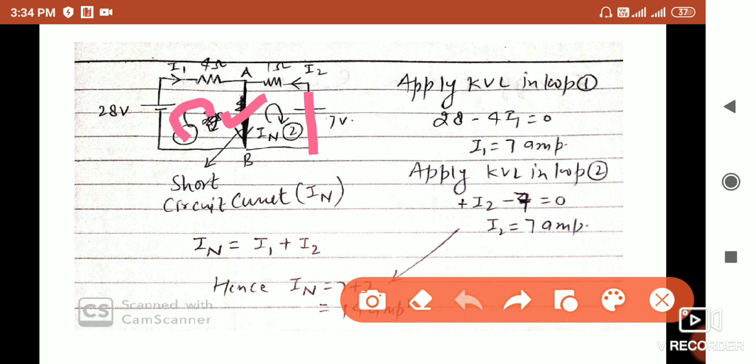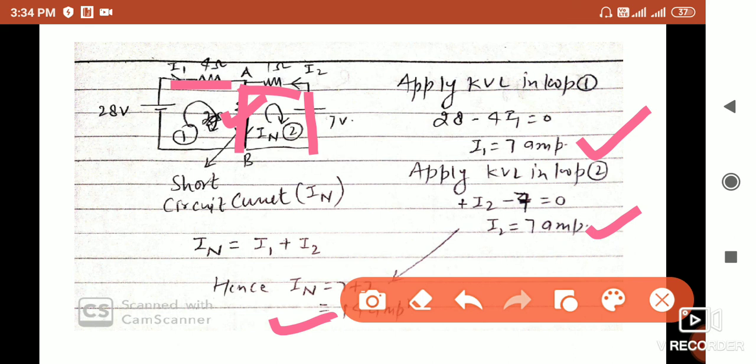This is loop 1 and this is loop 2, and easily we can apply KVL in loop 1. We first find I1 is 7 ampere, and similarly in loop 2 we find I2 is also 7 ampere. So what is IN? The main focus is what is IN. IN is nothing but I1 and I2 both, I1 plus I2. So this is 14 ampere.